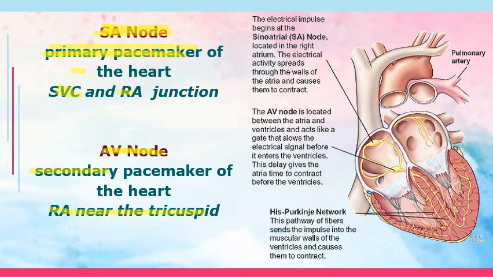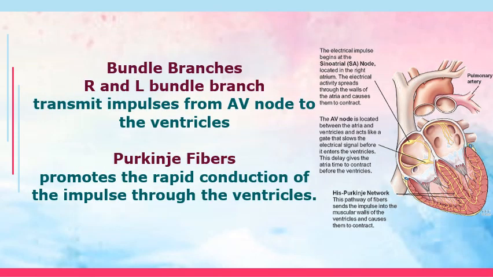Now, from the SA node, it will go towards your AV node. After your AV node, it will go towards your bundle branches. Your bundle branches are divided into two. You have your right and your left bundle branch. They transmit the impulse from your AV node to your ventricles.